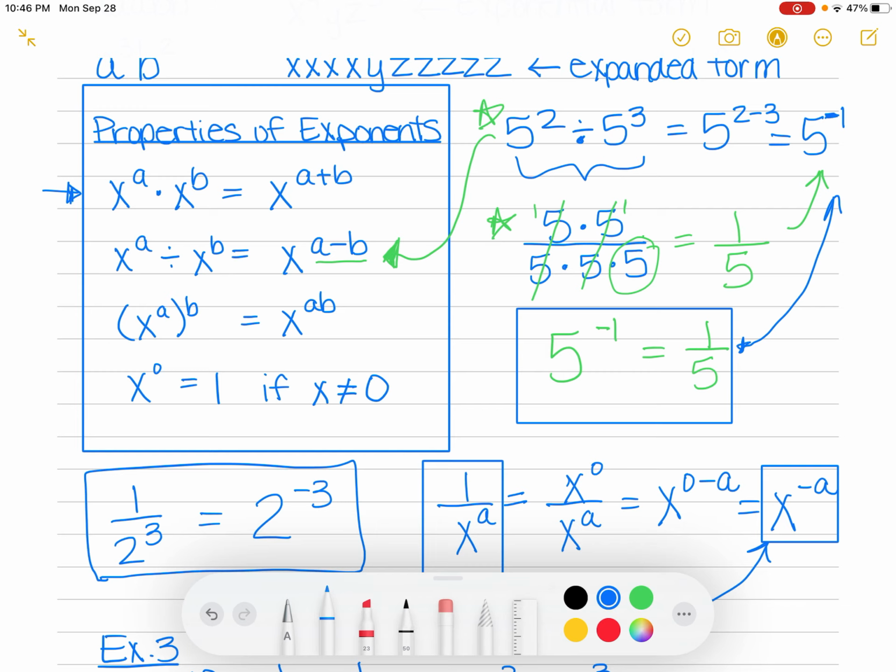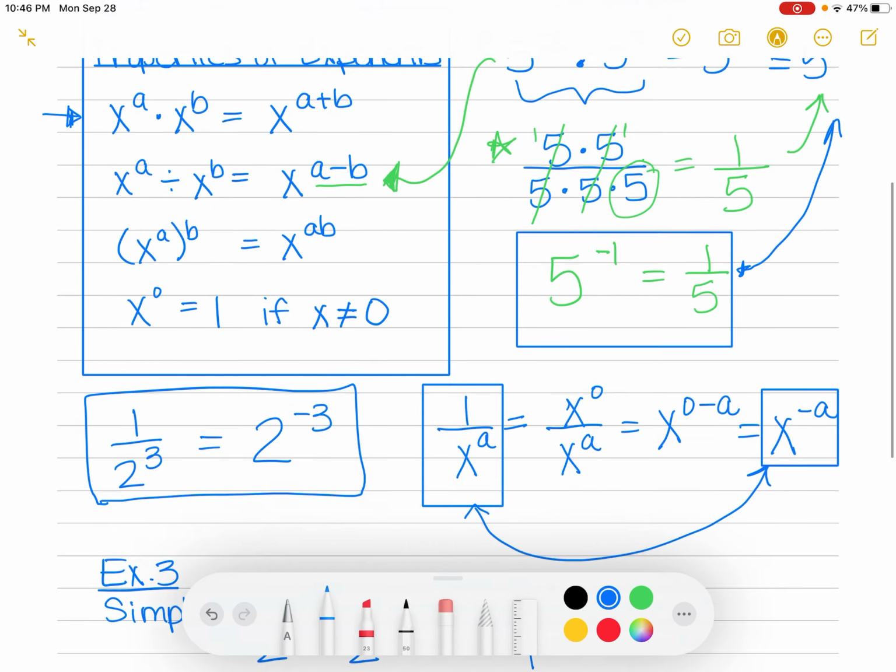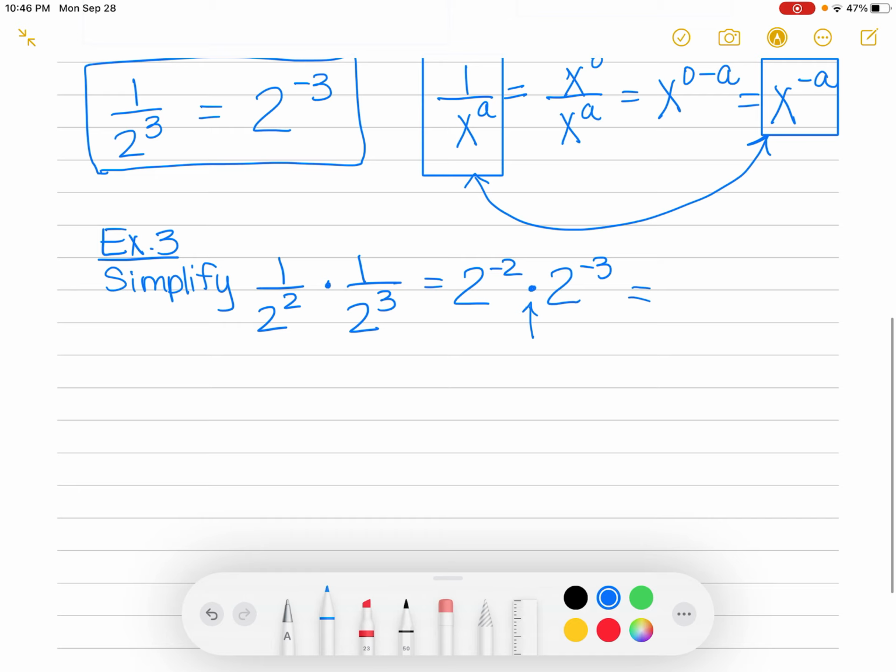okay? That would mean I'm going to add my exponents. So if I'm adding my 2 exponents, my base stays the same. This is the base, right? That stays the same. And then I add negative 2 plus negative 3. You do not have to show this step every time. You can just do it on your own. So my answer would be 2 to the negative 5th.